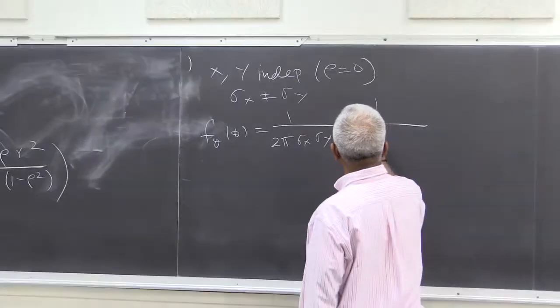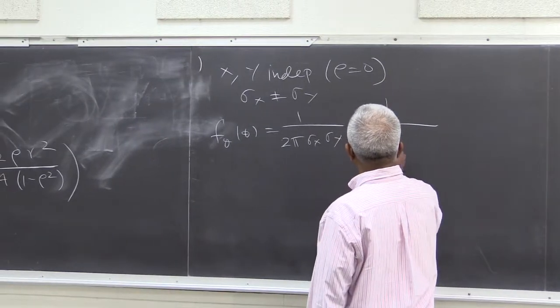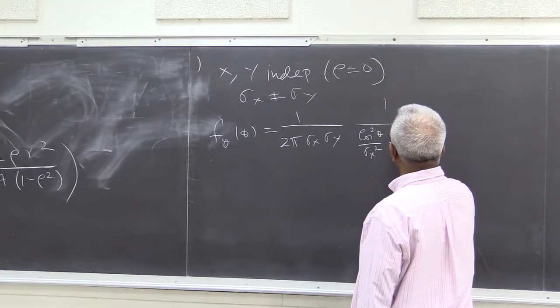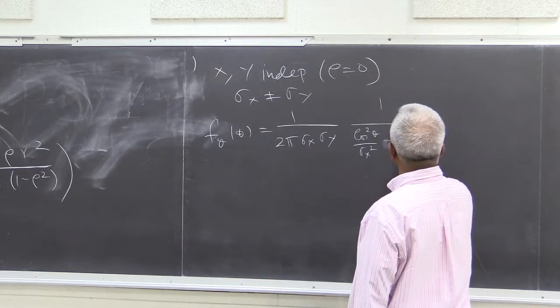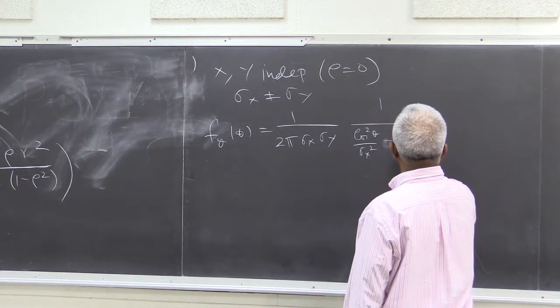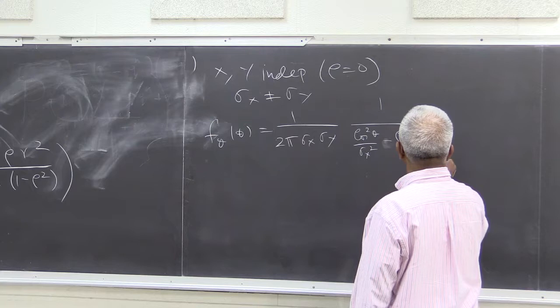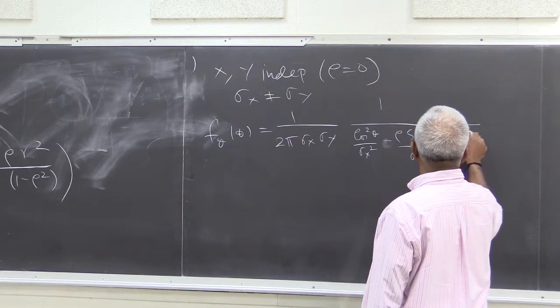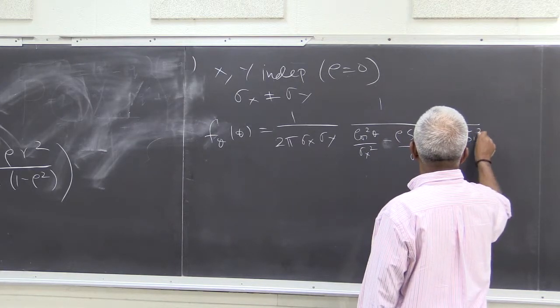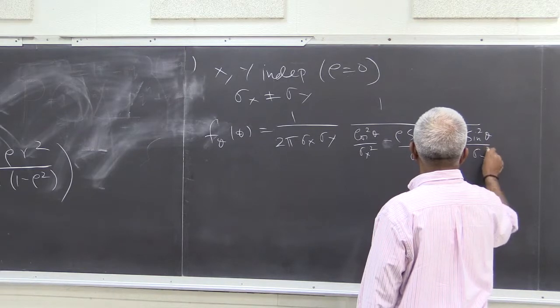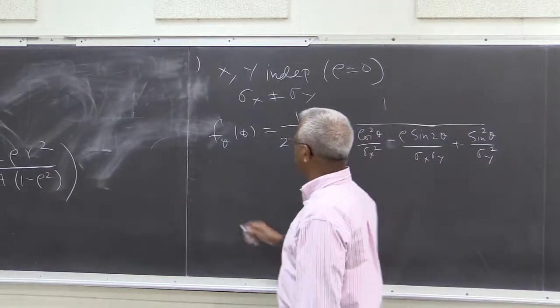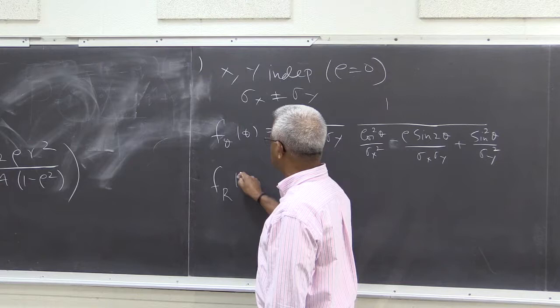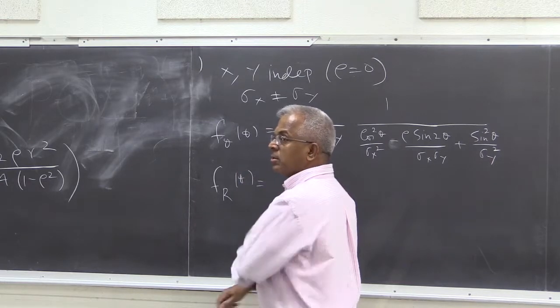This is 1 over cos squared theta over sigma x squared plus or minus rho sine 2 theta over sigma x sigma y plus sine squared theta over sigma y squared. And f_R is going to be similar. f_R is a bit messier.